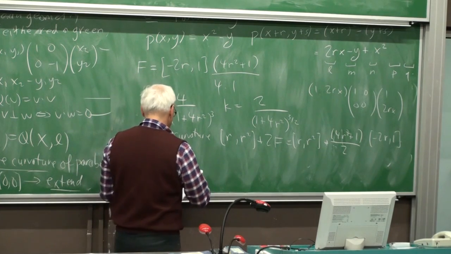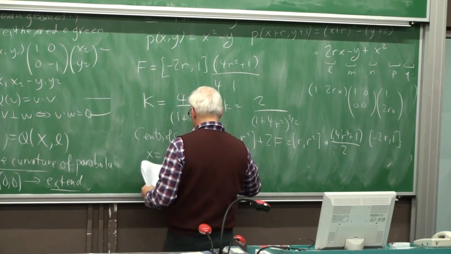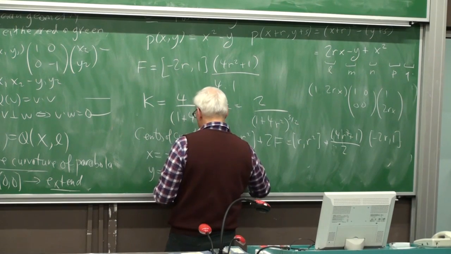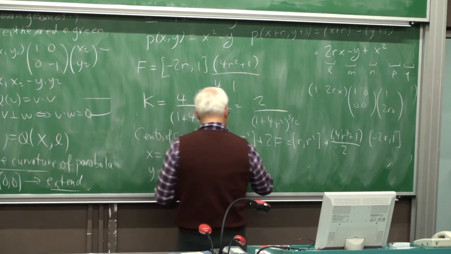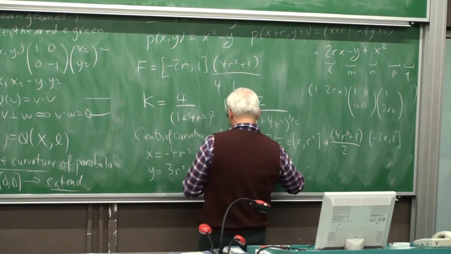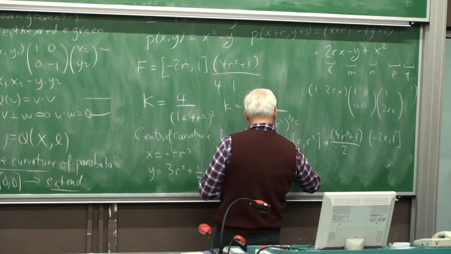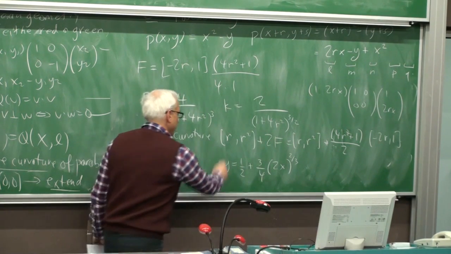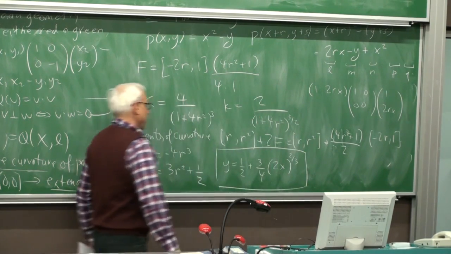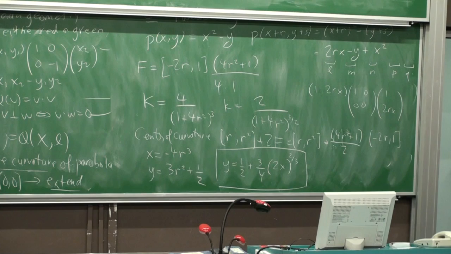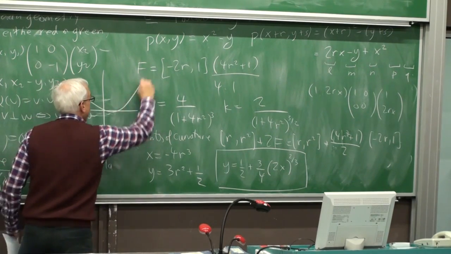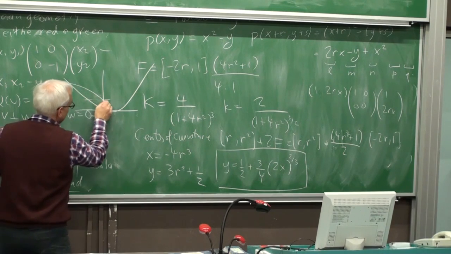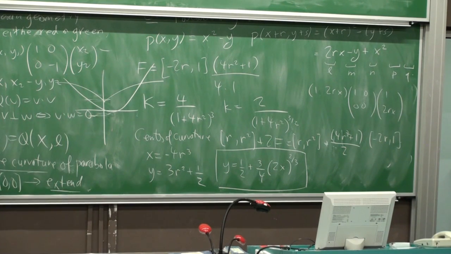And we can get rid of that if we want to by writing something like y equals 1/2 plus 3/4 times (2x) to the 2/3 after you get rid of the r's. And the picture that we have is something like this. Our parabola and our evolute, something like that.